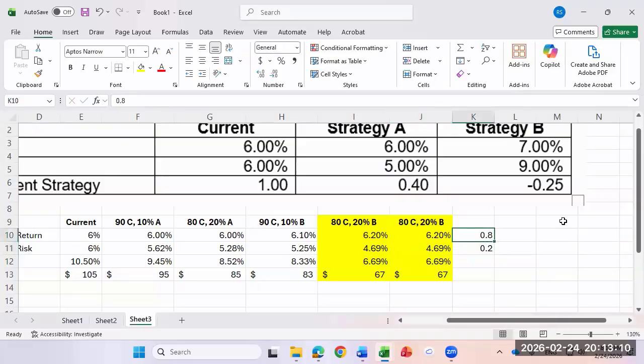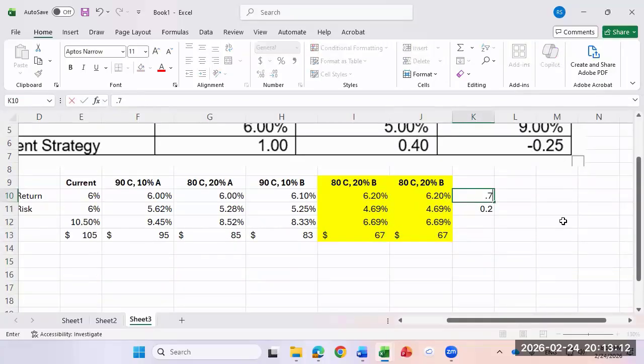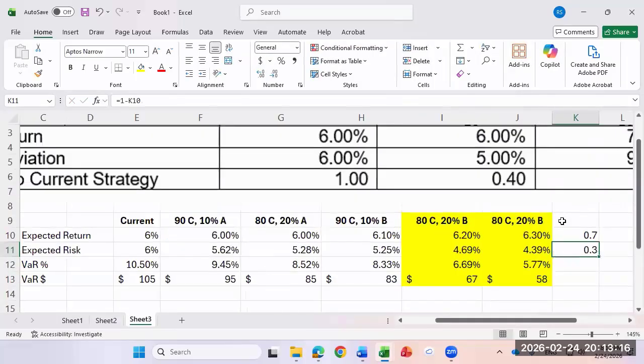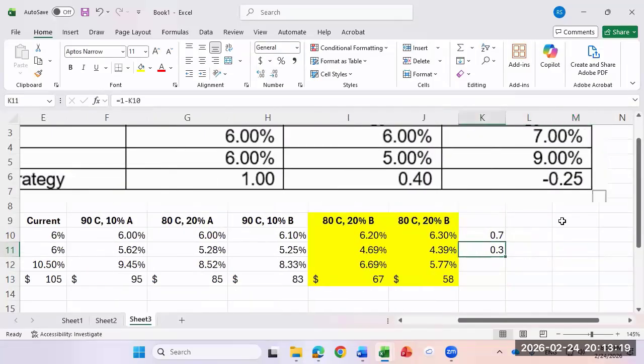Is there a better solution than 80-20? What about 70%? How does that look? Would you rather have 70 than 80? What about 60%? That looks pretty good too, doesn't it? What about 50%? Nope, now you're going back up, right?